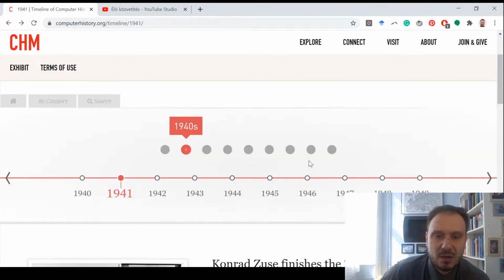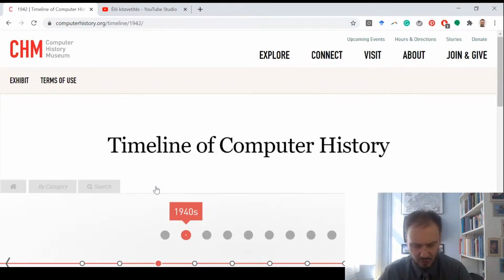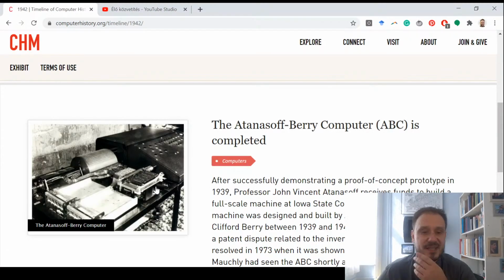We are in the year 1942, and here we see maybe one of the first computers that actually worked. This is not a genuine electronic computer. Rather, it's a kind of experiment which worked.